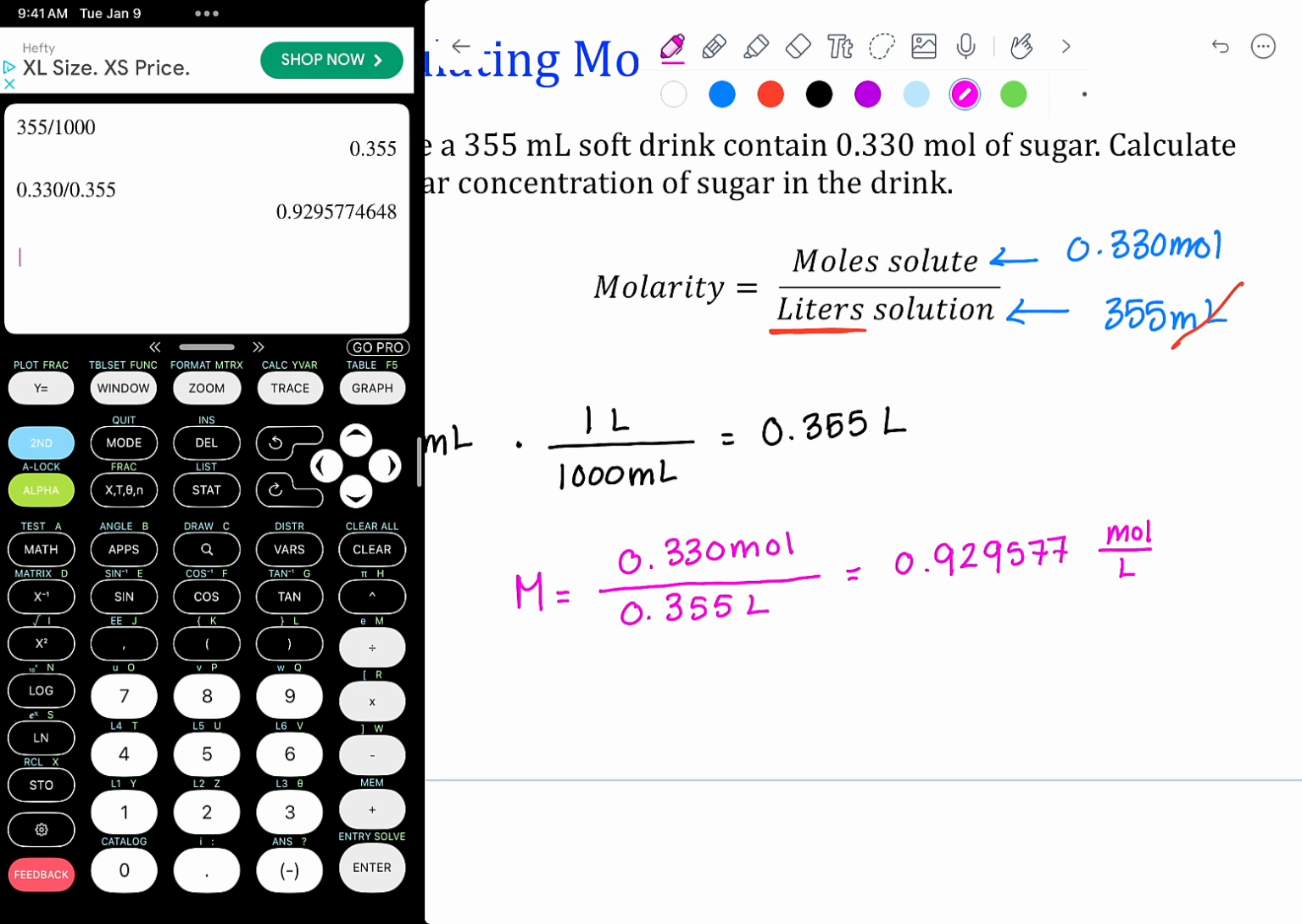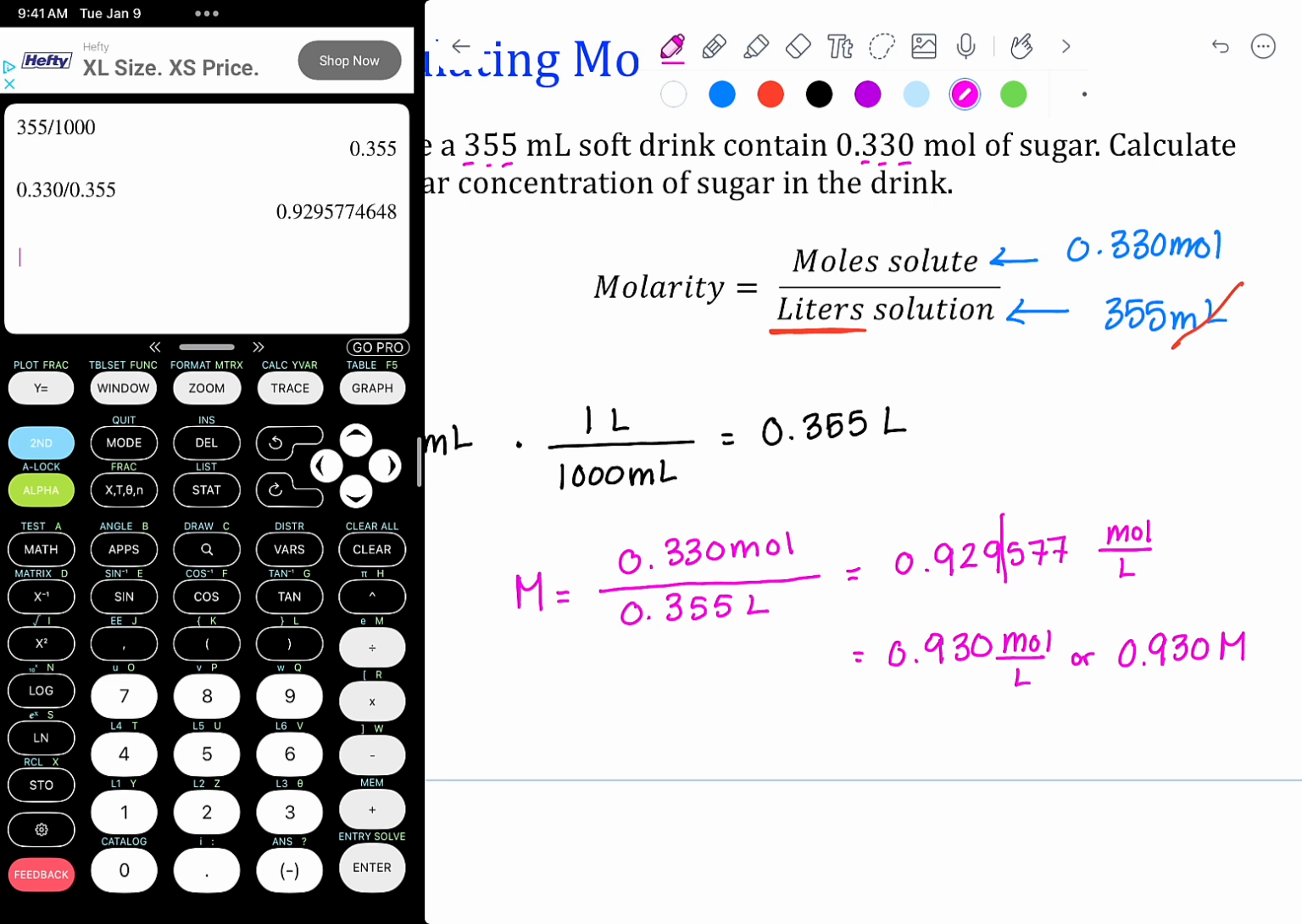With sig figs, this would come down to 0.930. Okay, 3 sig figs: 1, 2, 3. So we would stop here. That 5 would round our 9 up to a 10, or 29 to 30. And our units for this, we can express molarity either as moles per liter, or we can write this as 0.930 capital M, molar.